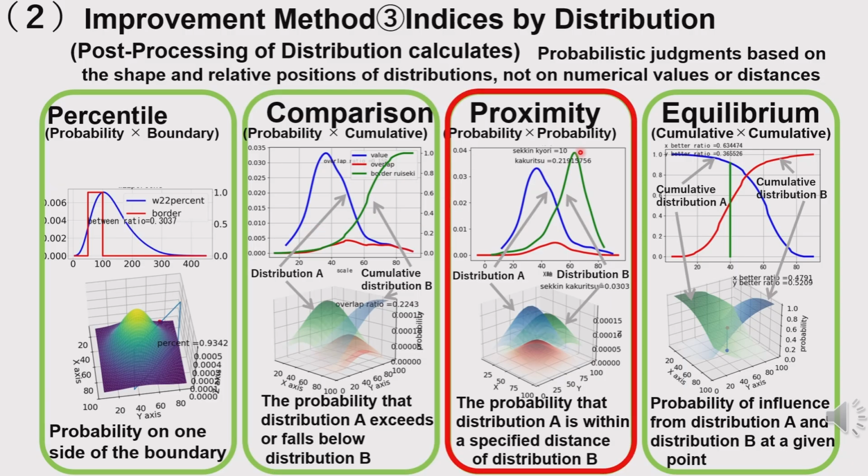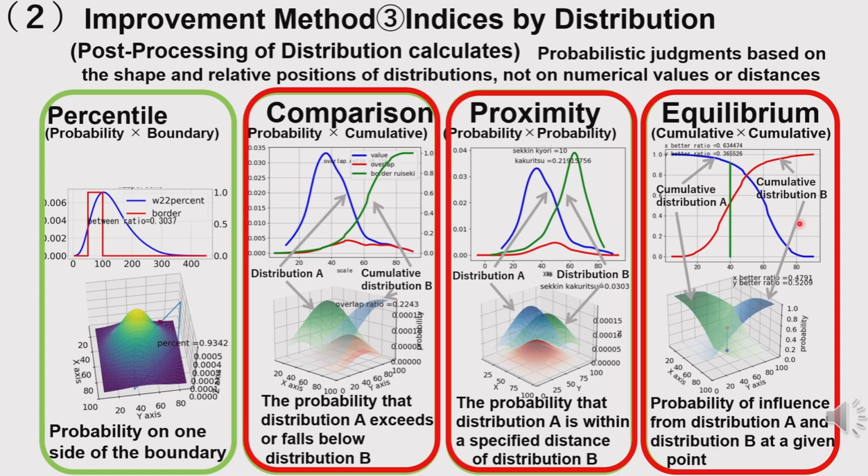Proximity: this calculates the probability that two distributions come within a specified distance of each other. Equilibrium: this identifies the balance point or relative influence between two opposing distributions. Next, I will introduce 3 application examples using the comparison, proximity, and equilibrium indicators.